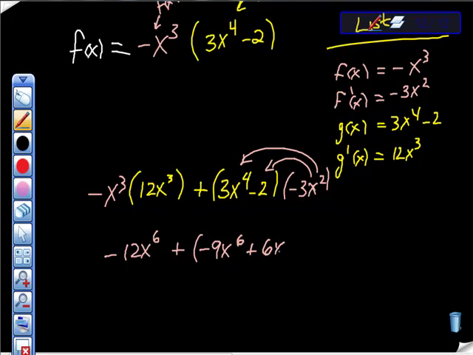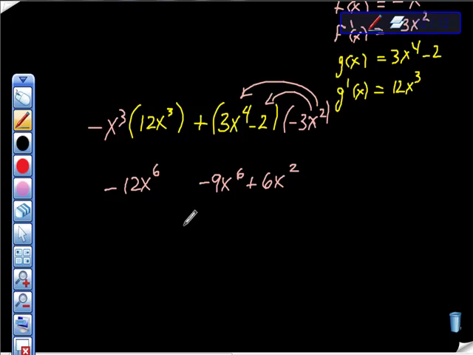Plus 6x squared, right? From here, we can take a look. Is there anything else that we can simplify? All I'm asking you to do is simplify stuff that's easy to simplify. We have x to the sixth here and x to the sixth here. We have negative 12 of them, negative 9 of them. That gives us negative 21x to the sixth, doesn't it? Plus 6x squared. You could factor more out, but I don't really care.